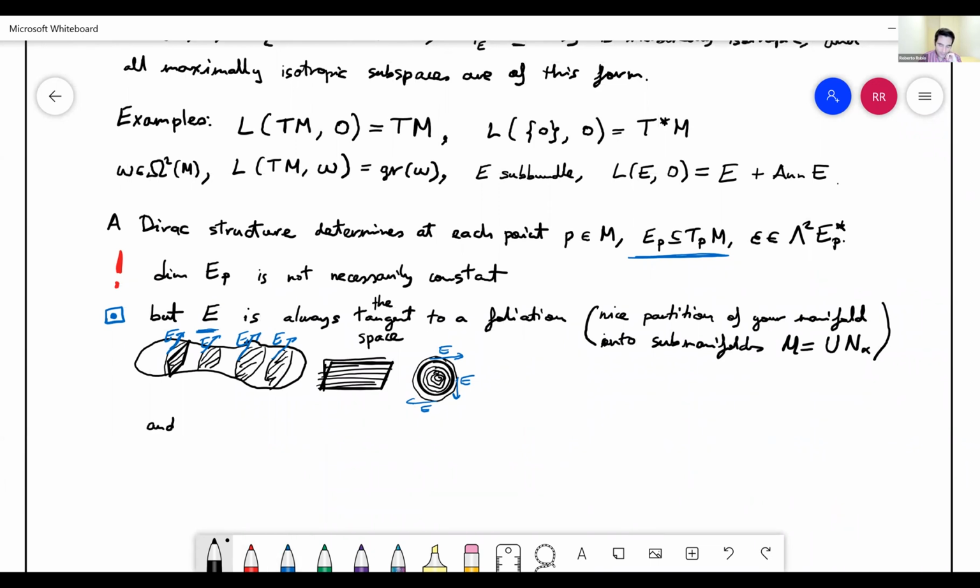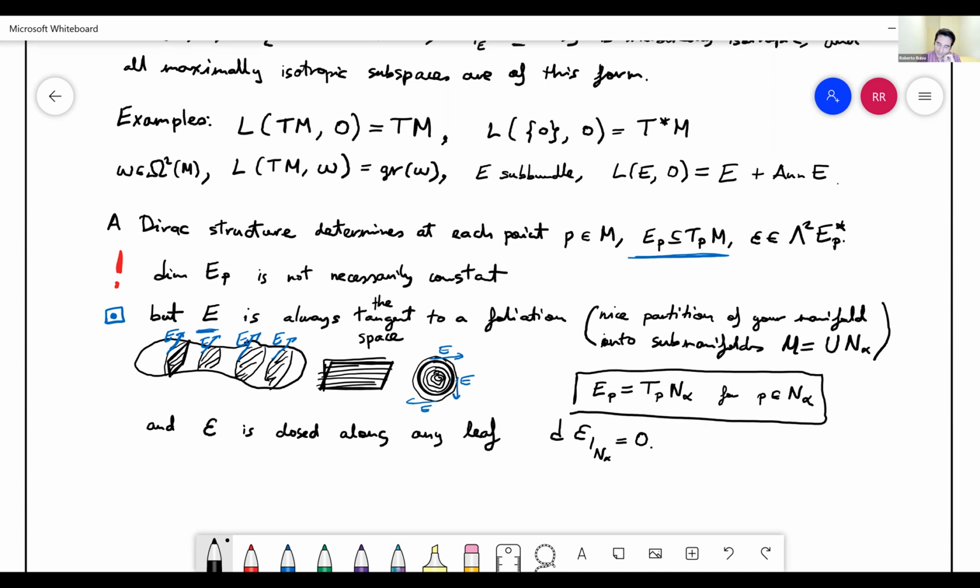it's also that this epsilon is closed along any leaf. So d of this epsilon, when you restrict it to an alpha, is going to be 0. Here I'm going to say something important, let me stress it: E_P is the tangent at P of an alpha, for P in an alpha. This is the key, that there is such a foliation of M, and your E_P's are the tangent spaces of this.